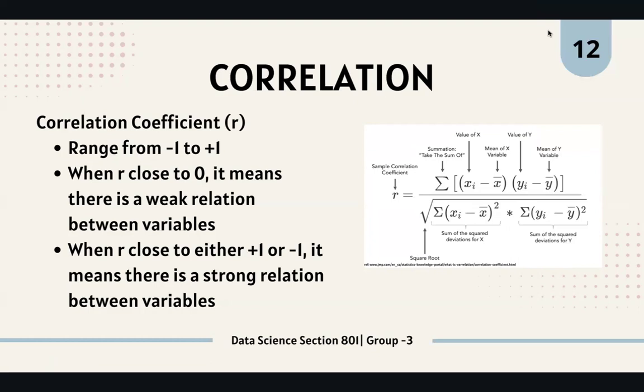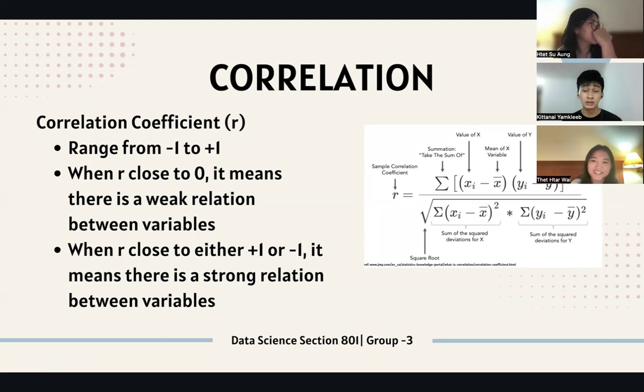And then we divide it by the root of the sum of the square deviation for x multiplied by the sum of the square deviation for y. As the result, the number ranges from -1 to +1. When the correlation coefficient is close to 0, it means that there is a weak relation between variables. And when it is close to either +1 or -1, it means that there is a strong relation between variables.